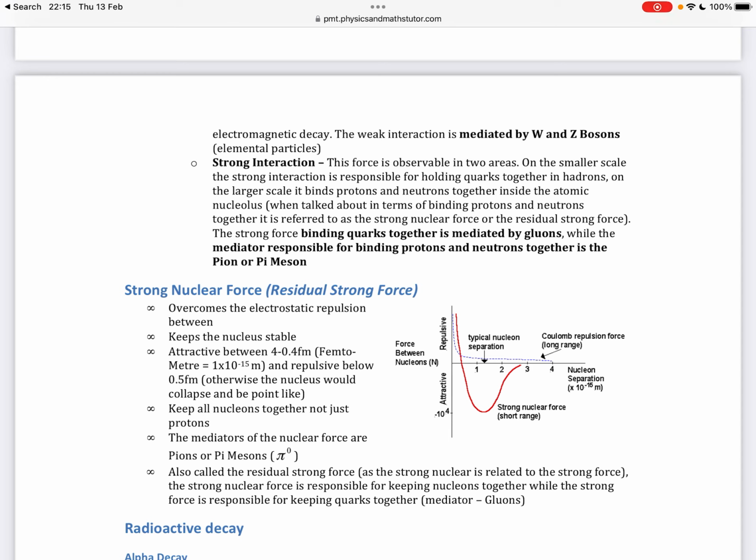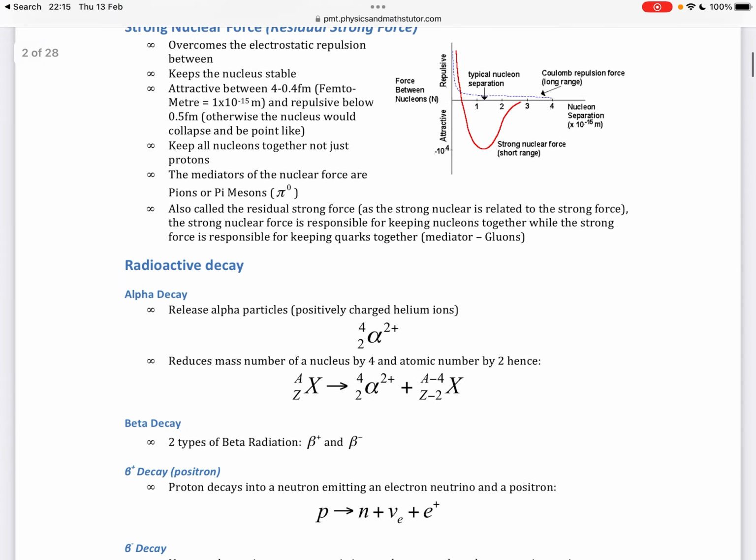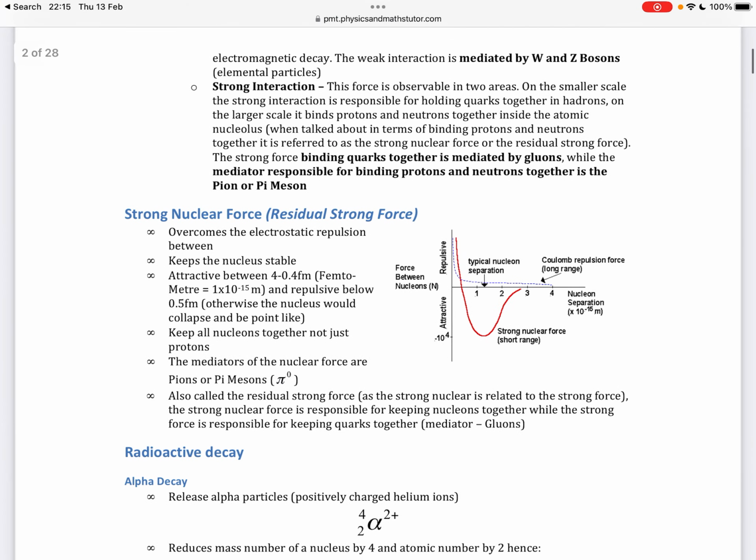The strong force binding quarks together is mediated by gluons, while the mediator responsible for binding protons and neutrons together is the pion or pi meson. What about the strong nuclear force? Here we did the fundamental forces, but what is the strong nuclear force, or the residual strong force?